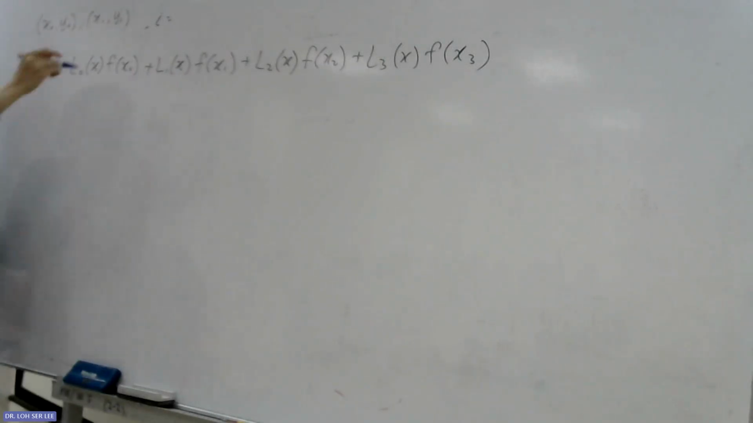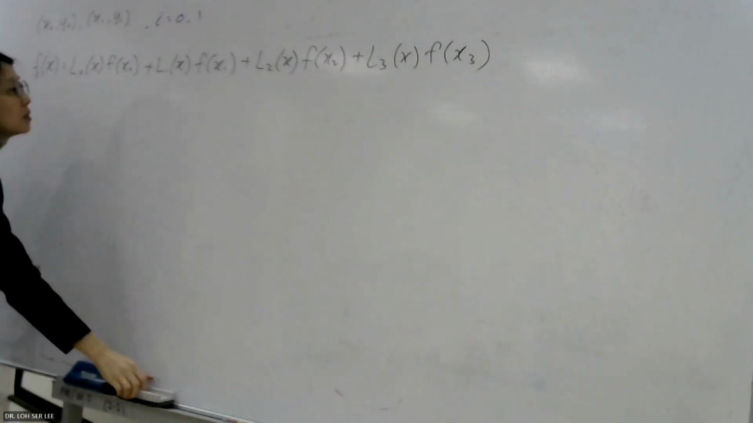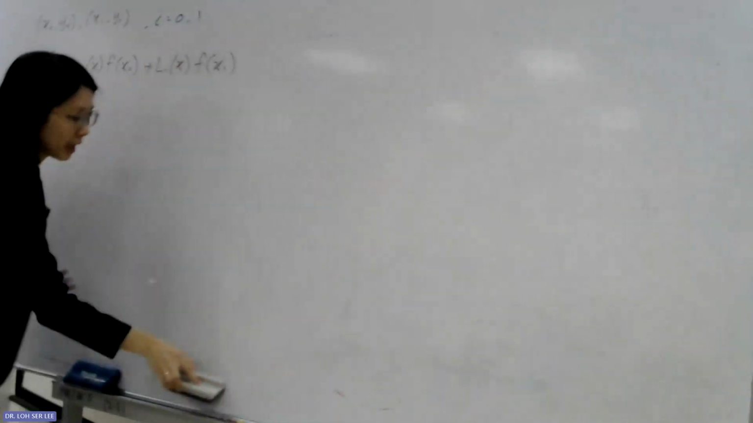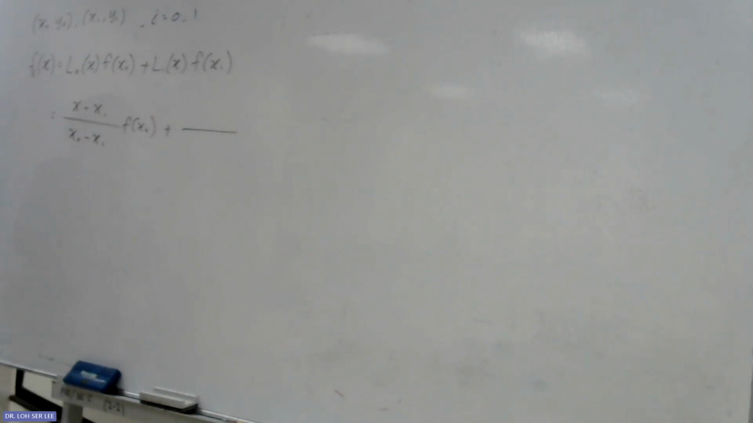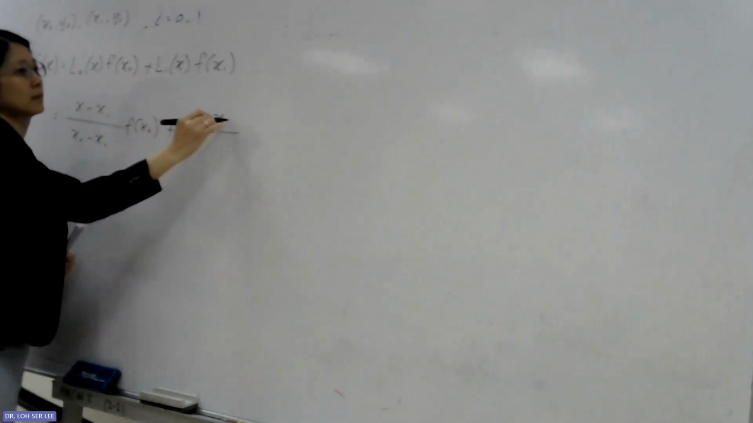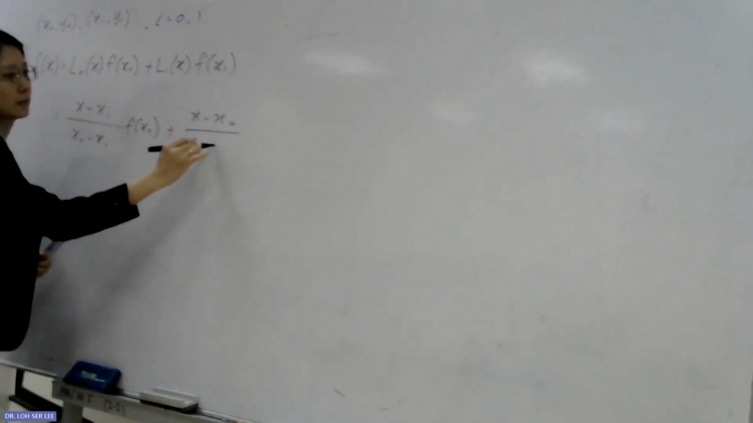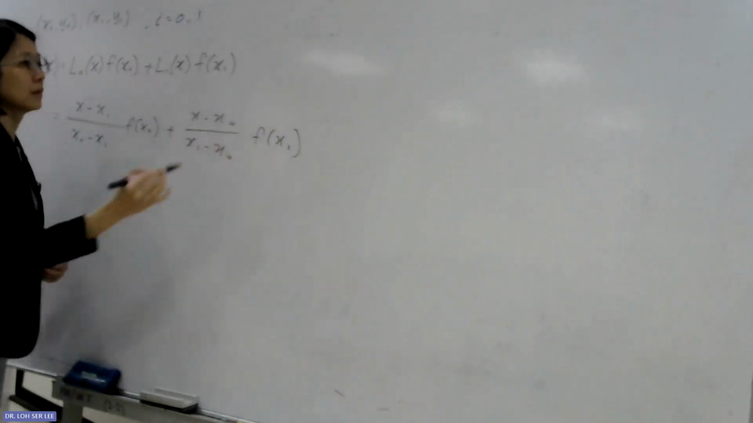We have only 2 points, 0 and 1. So your formula will be up to this. So what is the L naught? Not S minus S1. X minus... No, it's 0. X minus S1. Okay, so this is the most basic one.